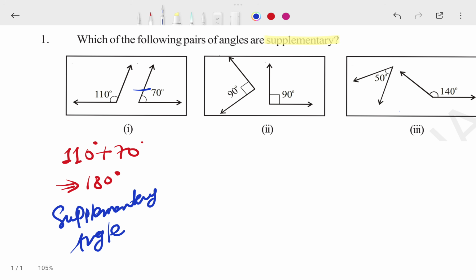Let's check out the second one. The second one is given as 90 degrees plus 90 degrees. There are two angles of 90. If you add these, how much is it going to be? 180 degrees. So this is also 180 degrees.